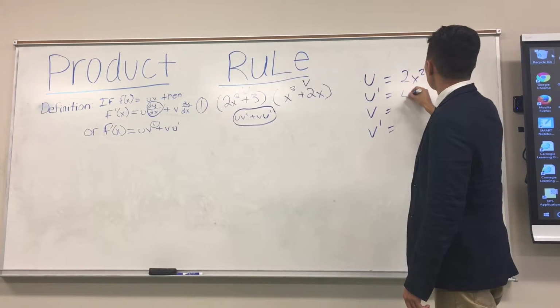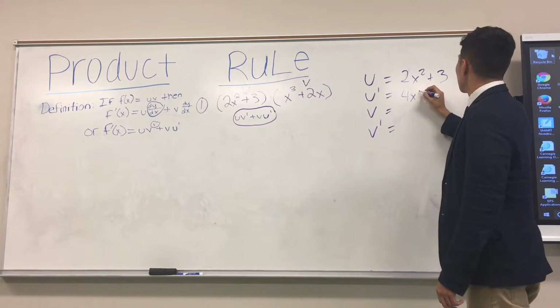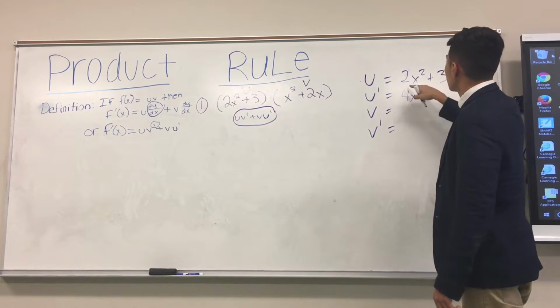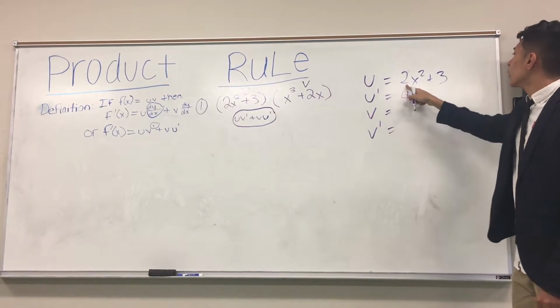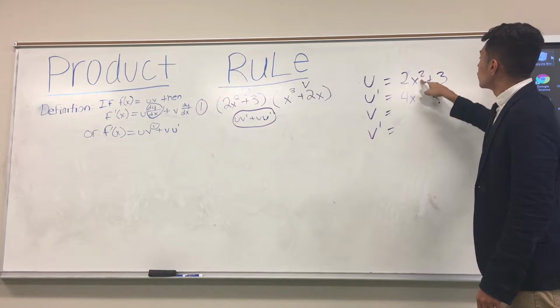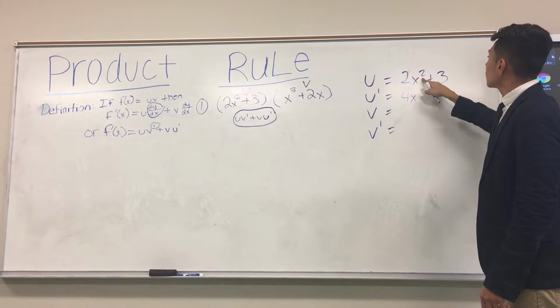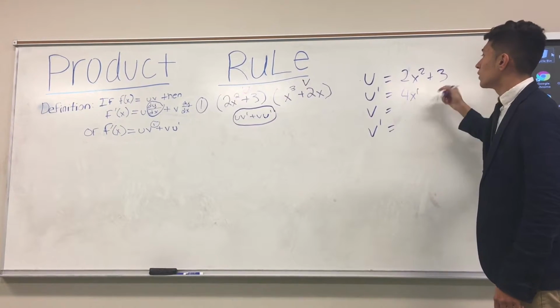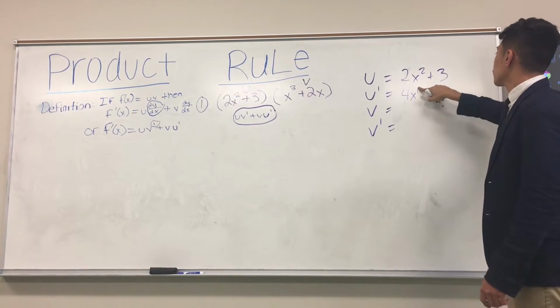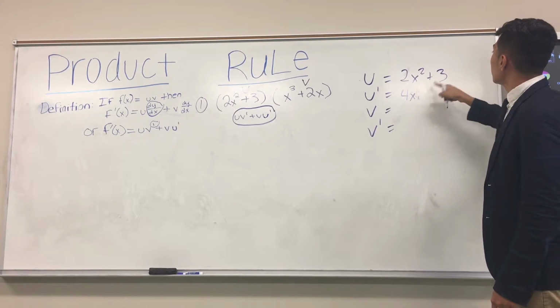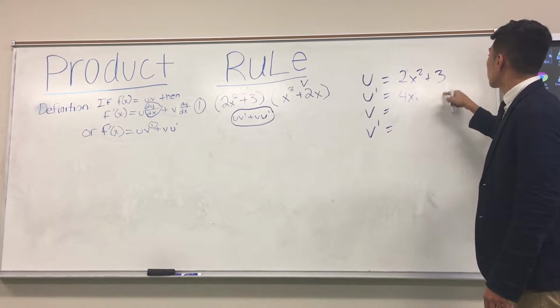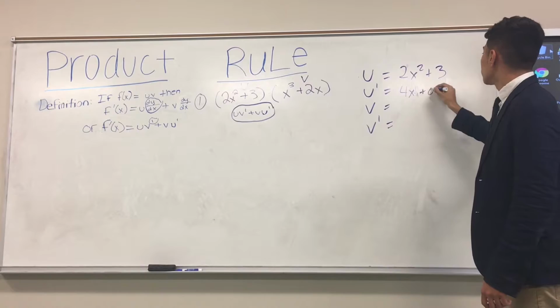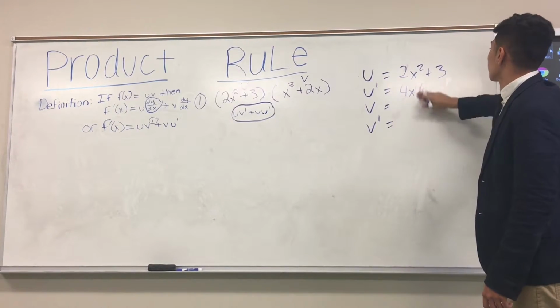And then u prime would be just 4x. So basically what I did here, if you don't know, I did 2 times 2, which is 4, and then the exponent I just subtracted by 1. So it would be 1, but that would be silly, right? So I'm just gonna take it off. And then here is just a constant number, so it would be 0, but let's just not put that, okay?